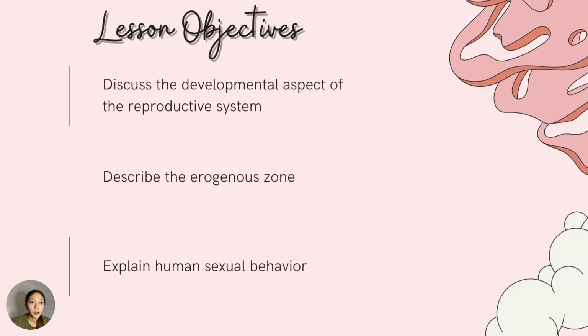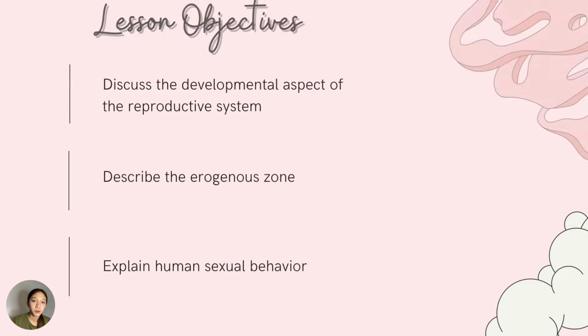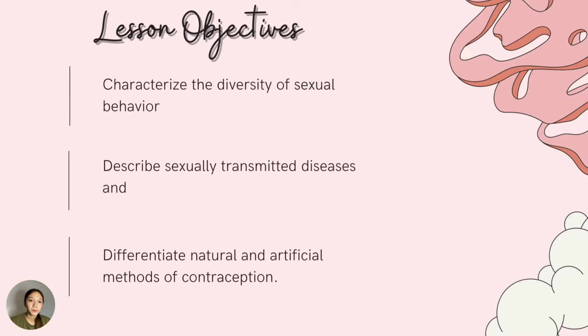Discuss the developmental aspects of the reproductive system, describe the erogenous zone, explain human sexual behavior, characterize the diversity of sexual behavior, describe sexually transmitted diseases, and differentiate natural and artificial methods of contraception. So, this will be our learning objectives in this lesson. Ito yung matututunan natin sa lesson na ito.